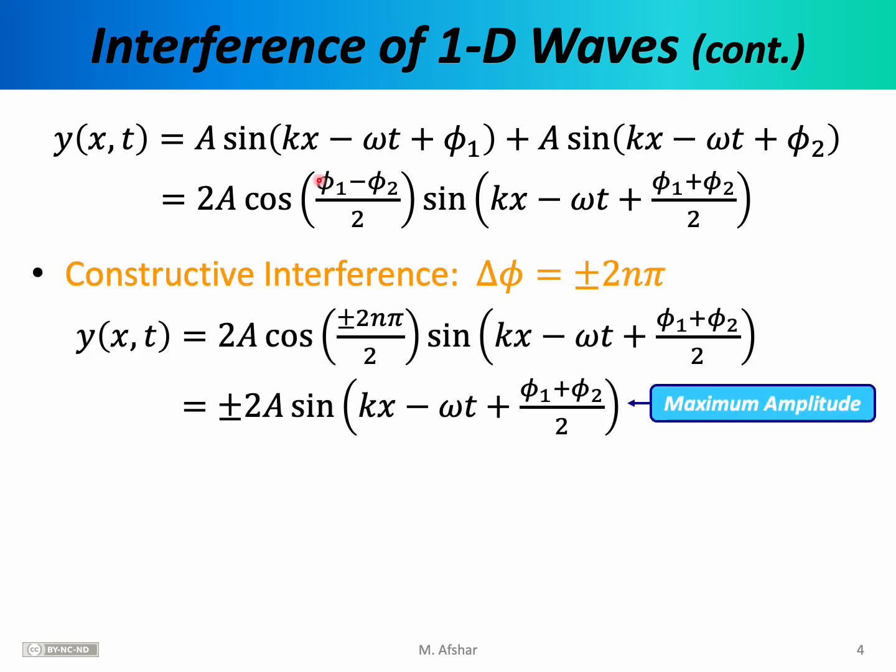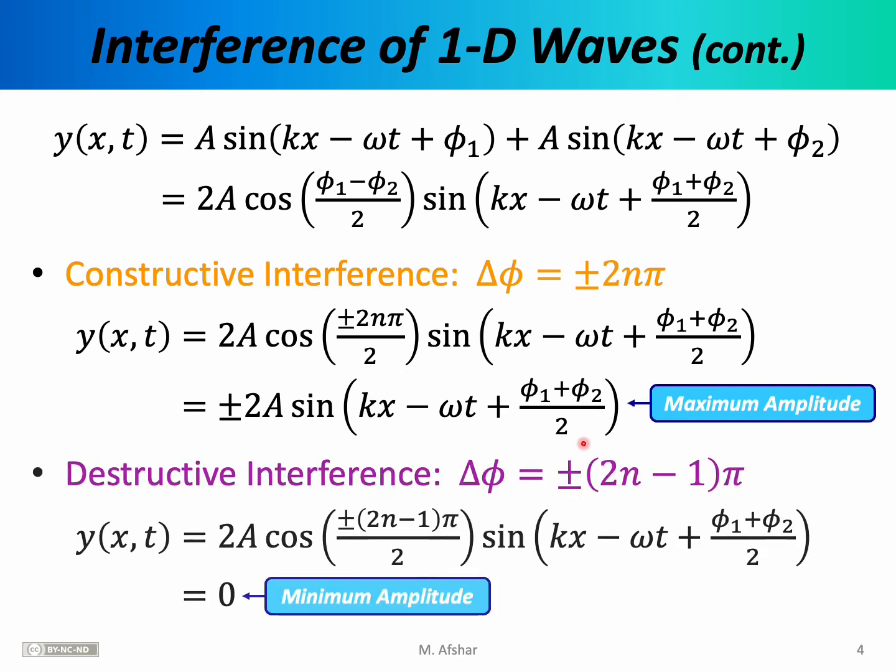We find that when phi1 minus phi2, I've written it as delta phi here, is equal to an even number of pi's, then what we get is a situation where the cosine is equal to plus or minus 1. So we find that the amplitude is plus or minus 2a. That is the largest amplitude that this function can have. Therefore, when delta phi is equal to an even multiple of pi, we say we have constructive interference. We have constructed the largest amplitude resultant possible.